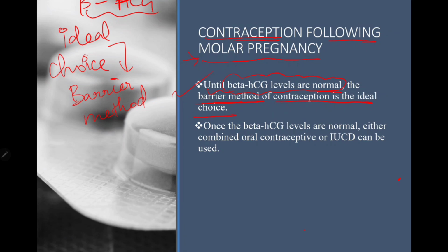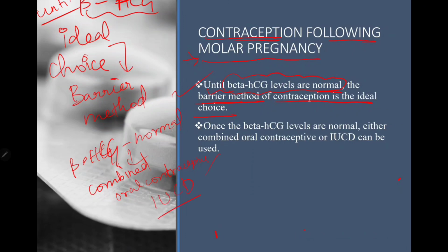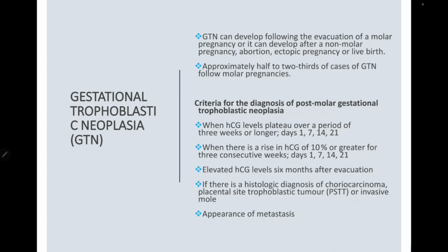This is until beta HCG is normal. Now if the beta HCG has become normal, what should we do? Either combined oral contraceptives can be given, or intrauterine contraceptive devices can be used.